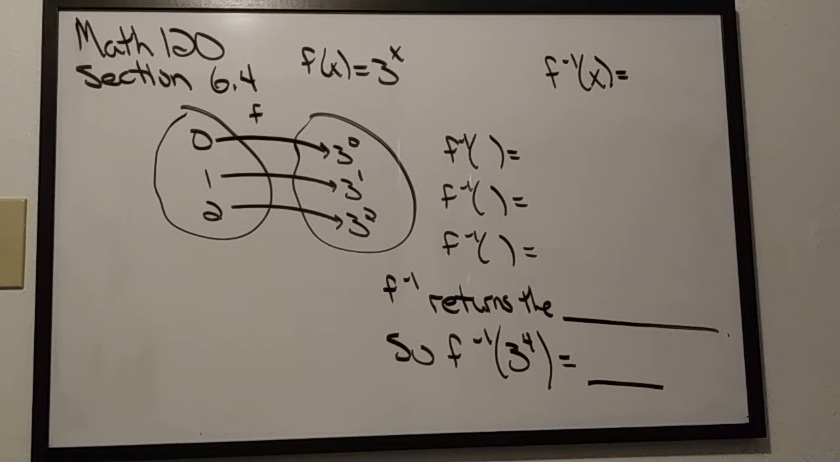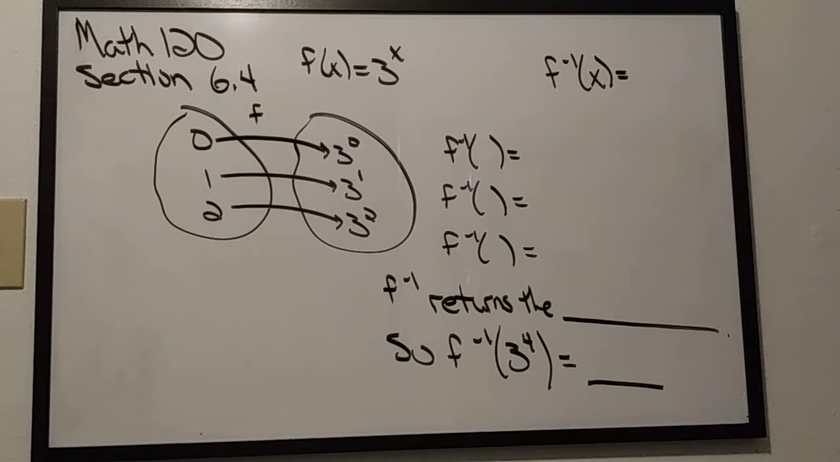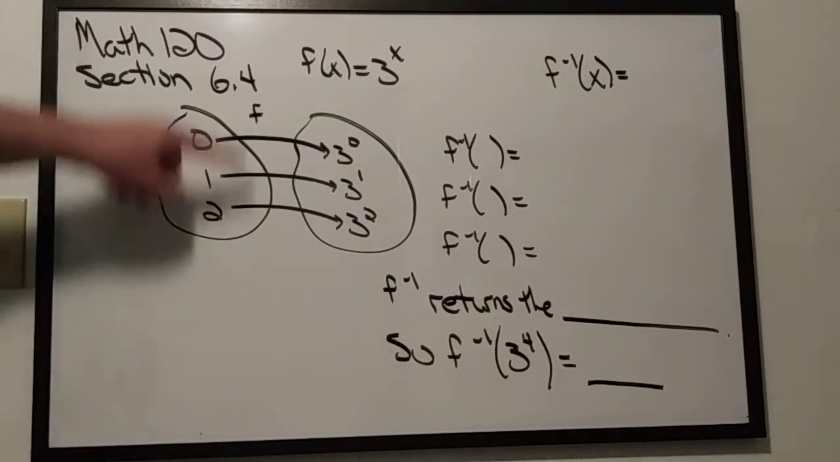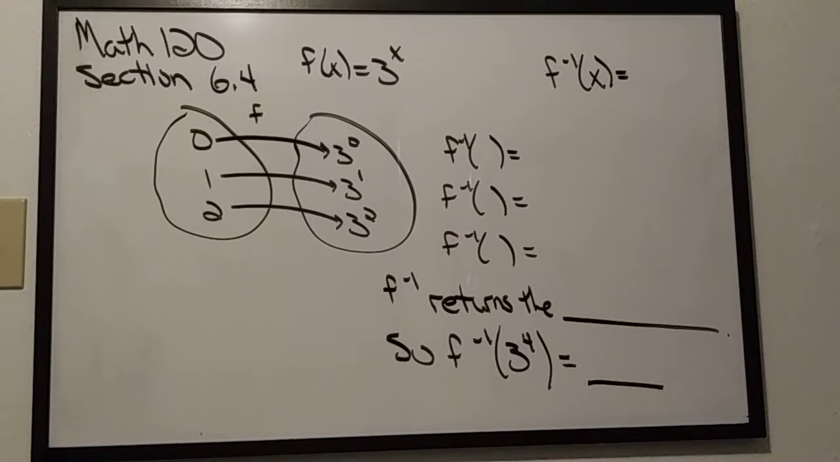So to begin with today, on your handout, you're going to notice that I have given you something that is just a review from the world of functions. So I have a function, f of x equals 3 to the x, happens to be an exponential function that we talked about last time in Section 6.3. And as you look at the mapping here, I have the domain of f on the left-hand side and the range of f on the right-hand side.